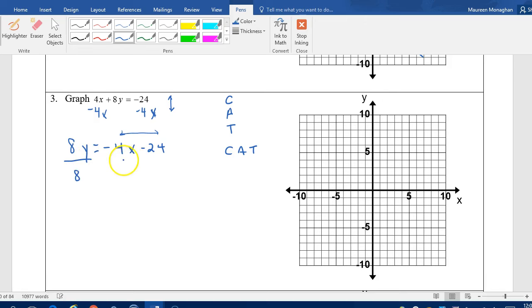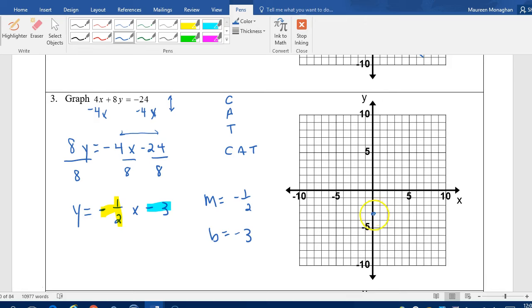Then we're going to go through and divide everything by 8. So y equals negative 1/2 x minus 3. Notice you want to separate your slope. You want to put your slope in the front, and your y-intercept should be after. So the slope is negative 1/2. The y-intercept is negative 3. Notice how I always put this out here. So I have negative 3.